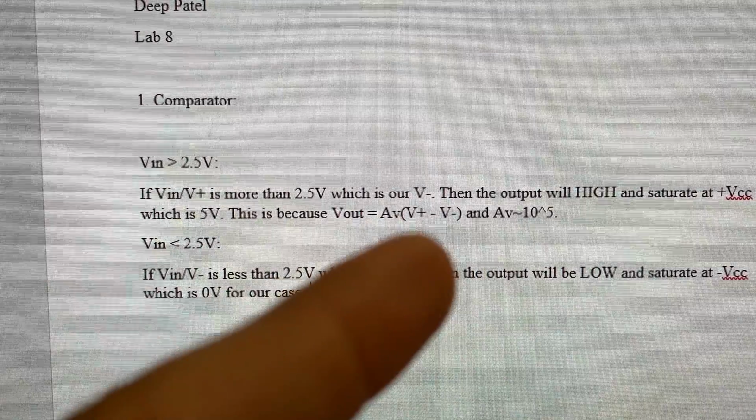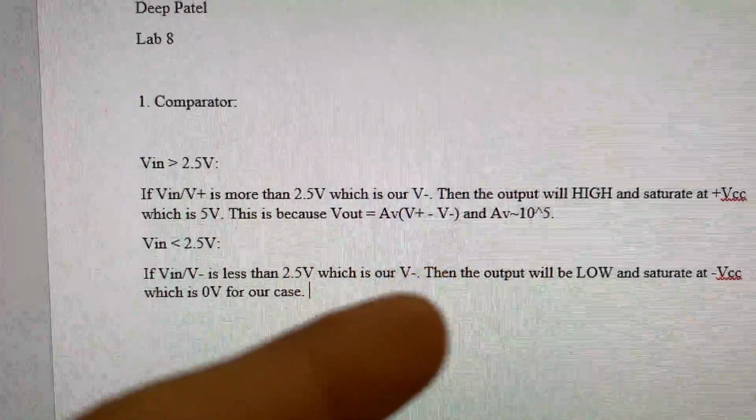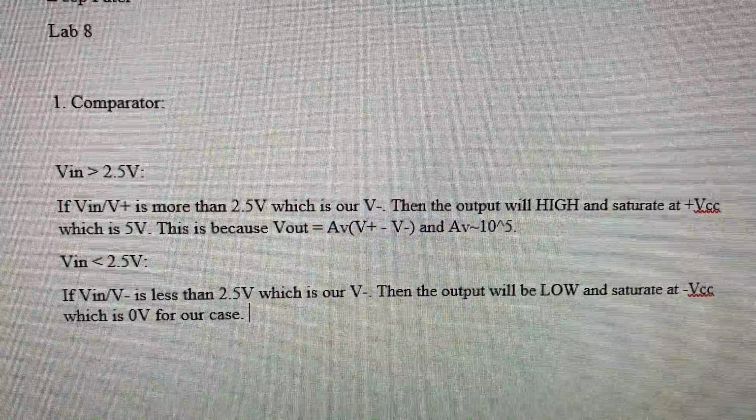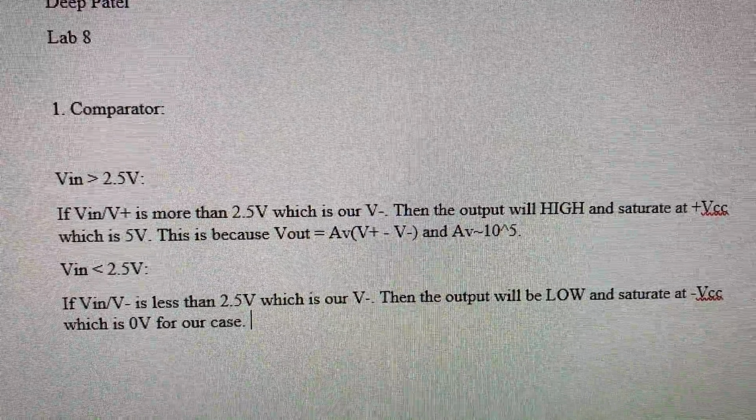If there is a positive difference between V plus and V minus, then that will be amplified, and V out will be a high output. Basically a high output, meaning it will be very bright.